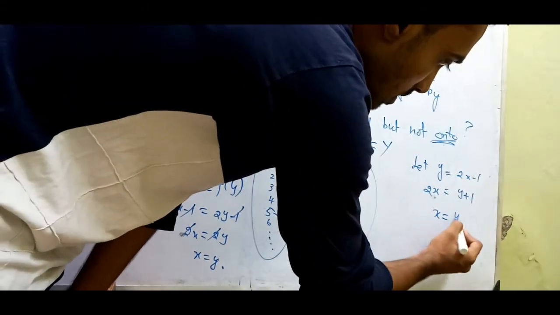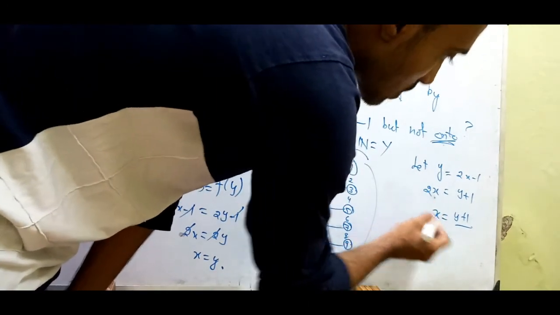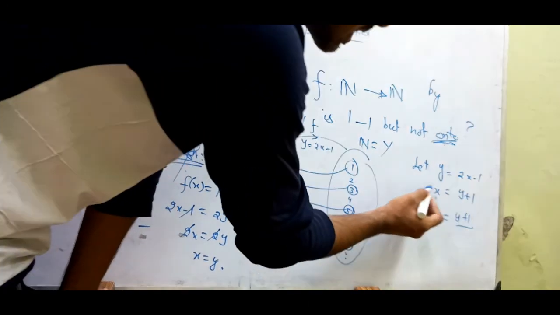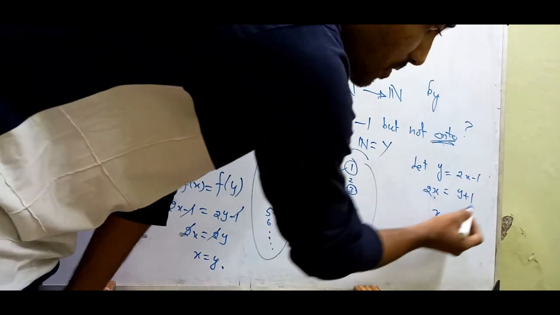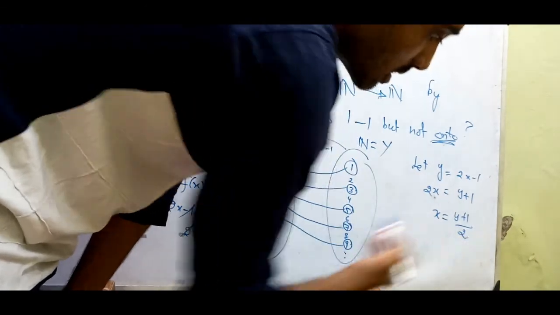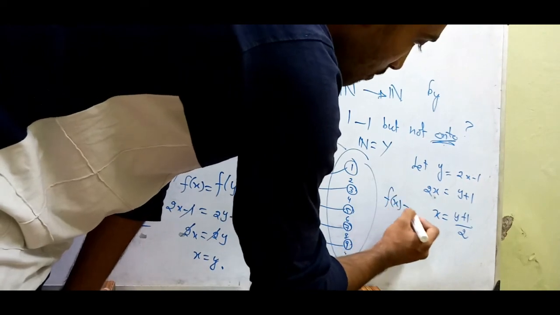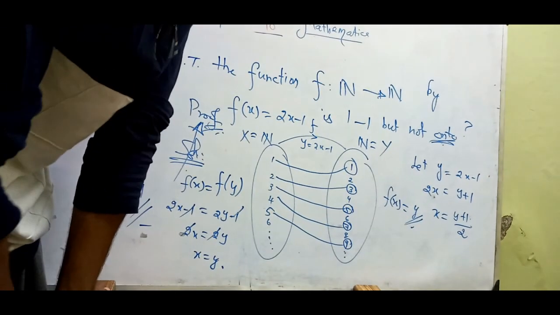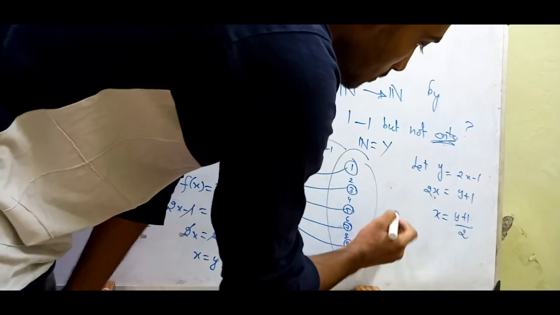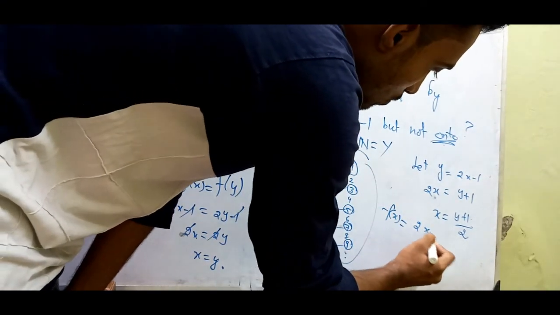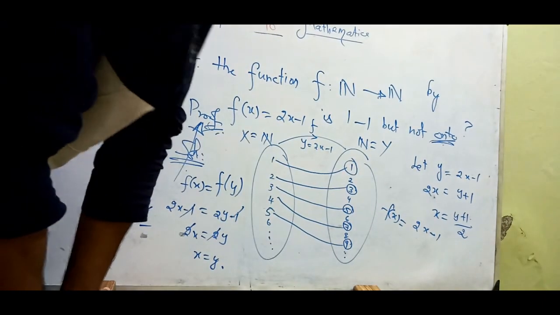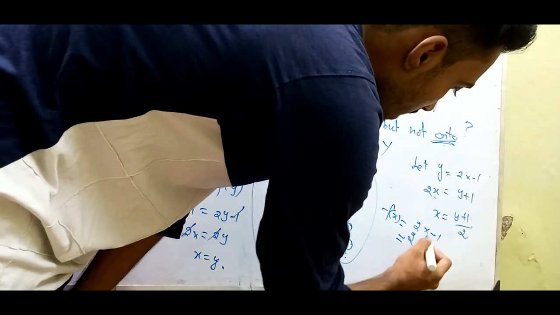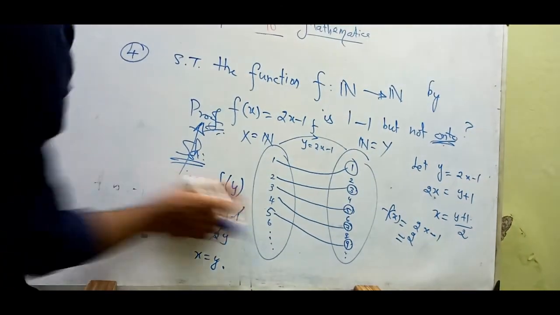Now what you have to do is y plus 1, take this 2 to that side because it is multiplied here, an integral multiple here. If you take it to that side, it is going to be divisible, right? So x is equal to (y plus 1) by 2. Our formula for onto is f of x is equal to y, okay. So what is f of x? f of x is 2x minus 1, okay. So just substitute the value right here.